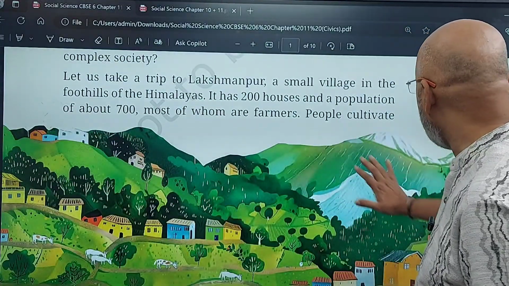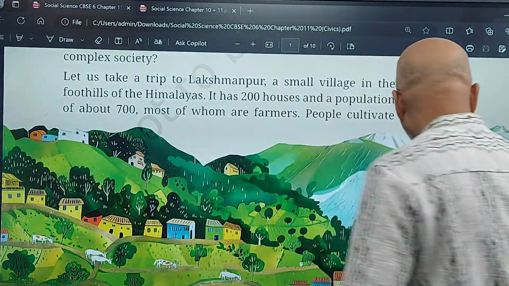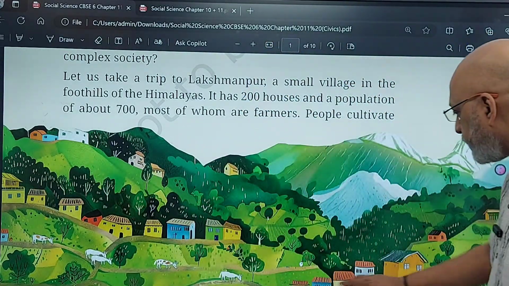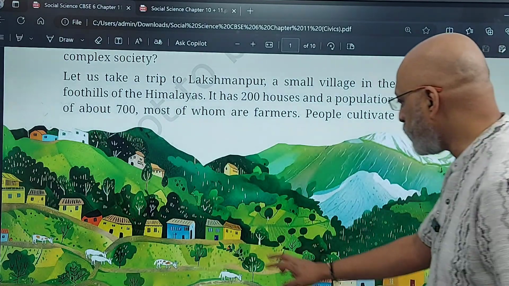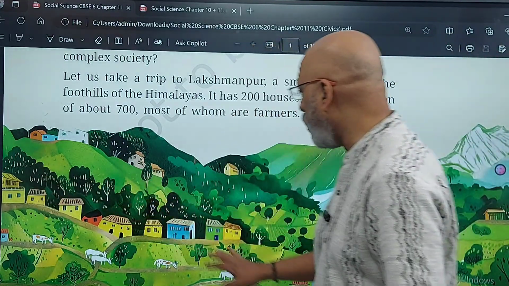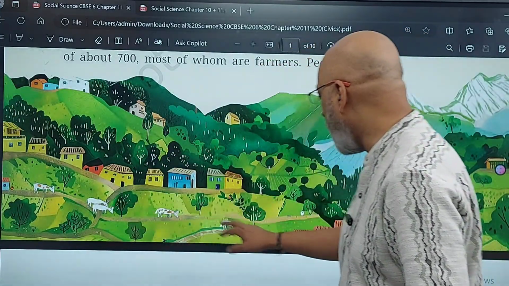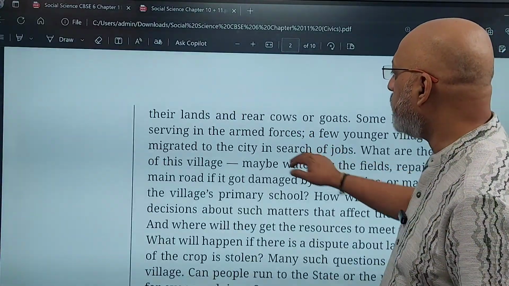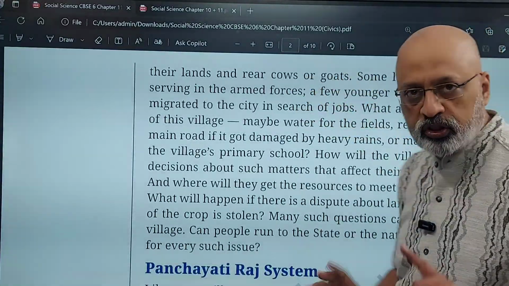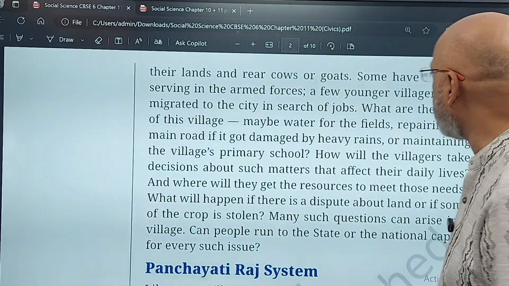So you can see the Himalayas are there, the ice-capped mountains, the Himalayas. You have these houses which are scattered all over the place. There is this house here, and you can see cattle, etc. Okay, the cows, etc. They're all being reared. Okay, so people cultivate their lands and rear cows or goats. समझ में आ गया? बकरी, गाय, cattle rearing वगैरह करते हैं.